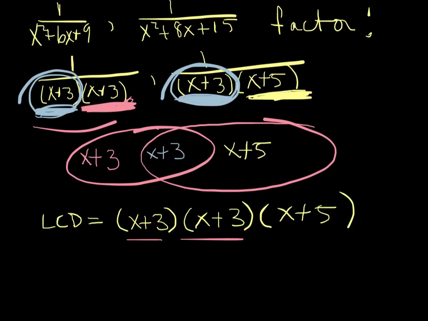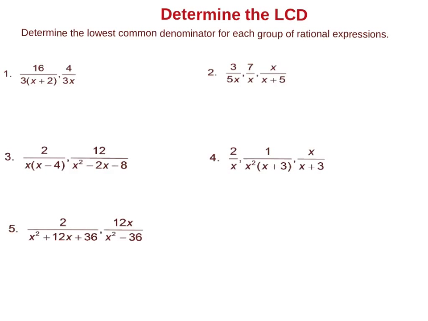All right, so now I'm going to give you the chance to hit pause again, and I'm going to give you a few questions. So here they are. Okay, so here are 5 questions. There are 5 groups of rational expressions here. So what I'd like you to do is find the LCD, the lowest common denominator, for each group. Press pause, and I will show you the answers in a couple of minutes. So give them a try on your own, please.